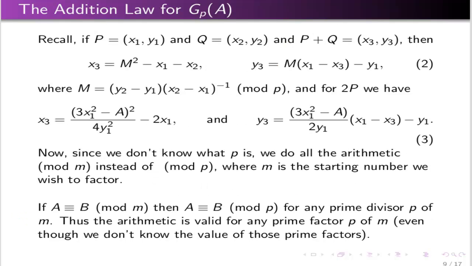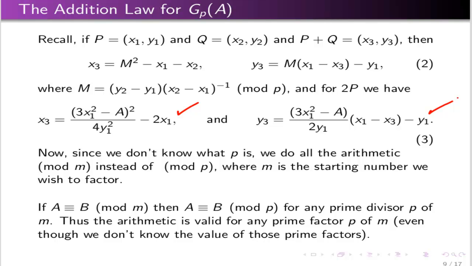We'll see how we do that. So let's recall our addition law for elliptic curves. And this is exactly what we did last time for the rational numbers. So if I want to add two points P and Q on the elliptic curve, the formula looks like this. So x3 would be the slope, m squared minus x1 minus x2. y3 is m(x1 minus x3) minus y1. And if I want to just double a point, add P to itself, then we had this formula right here, for x3 and y3.